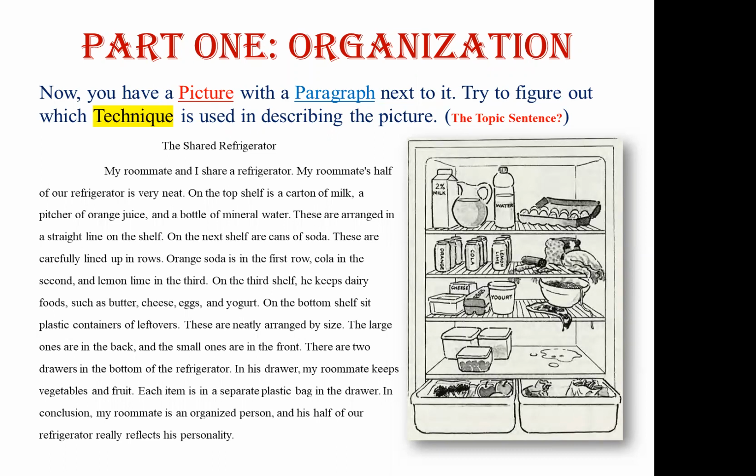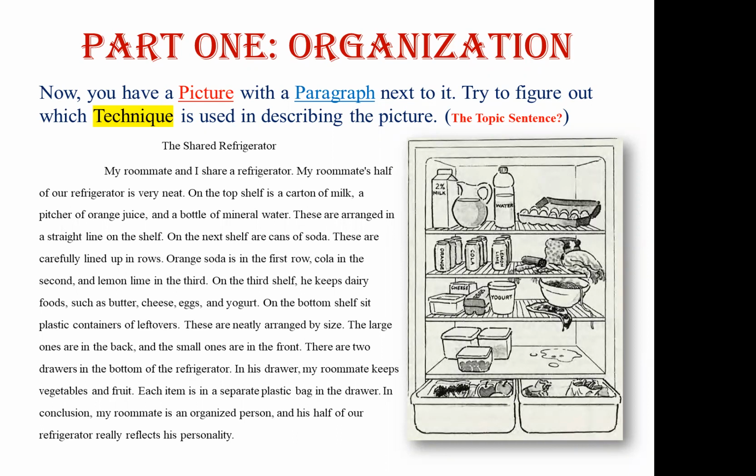On the bottom shelf sit plastic containers of leftovers. Here also we have 3 containers. These are neatly arranged by size. Yes, they are also arranged by size. First, we have the big one, then the middle, then the smallest. The large ones are in the back, and the small ones are in the front.